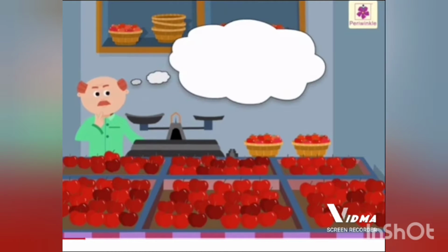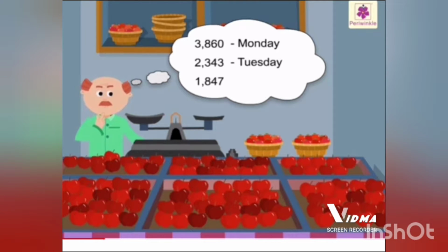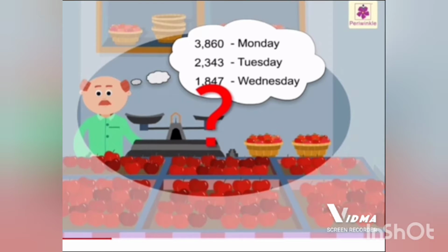Look at Jamie's apple shop. He sold 3,860, 2,343 and 1,847 apples on Monday, Tuesday and Wednesday respectively. How many apples did he sell in all?